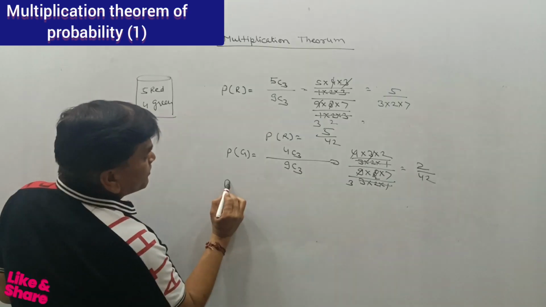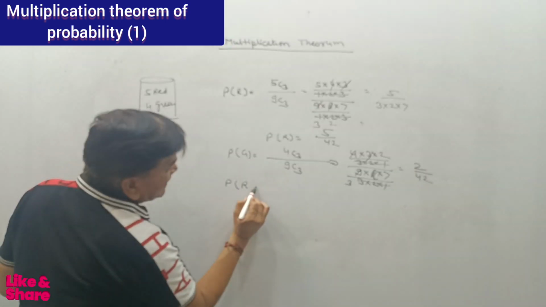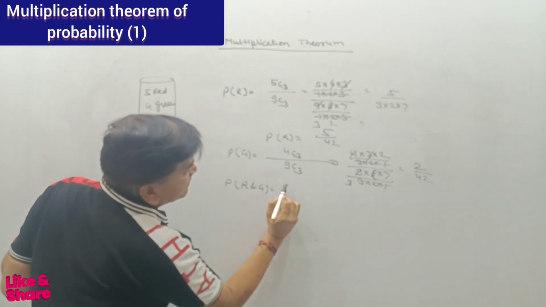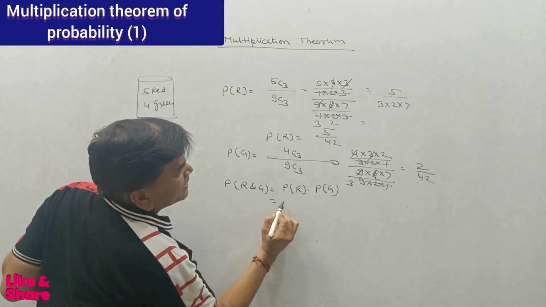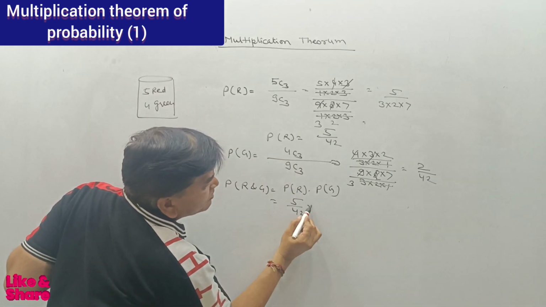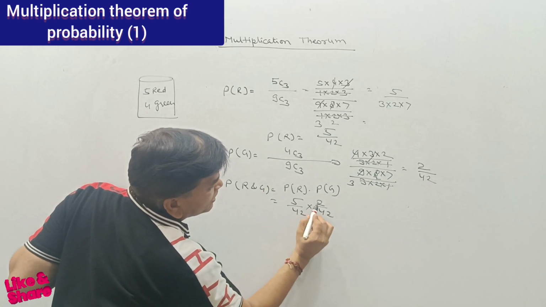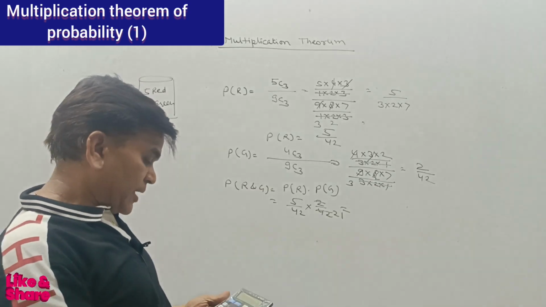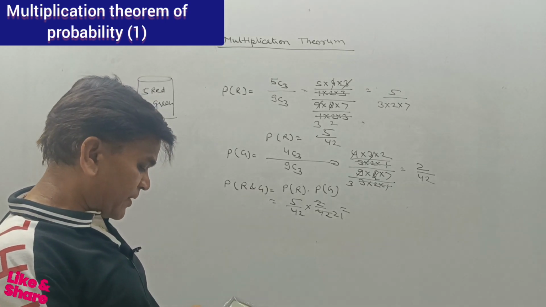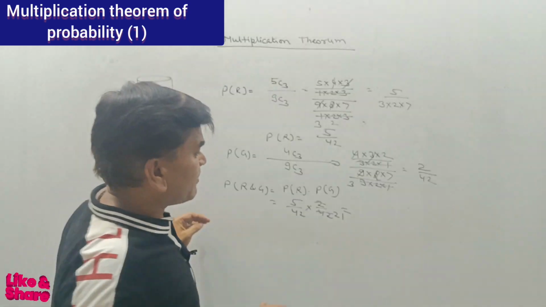So the probability of red and green is the probability of red multiplied by the probability of green. So that will be 5 upon 42 multiply 2 upon 42, which gives 21. So that is 42 multiplied by 21, that is 5 divided by 882.